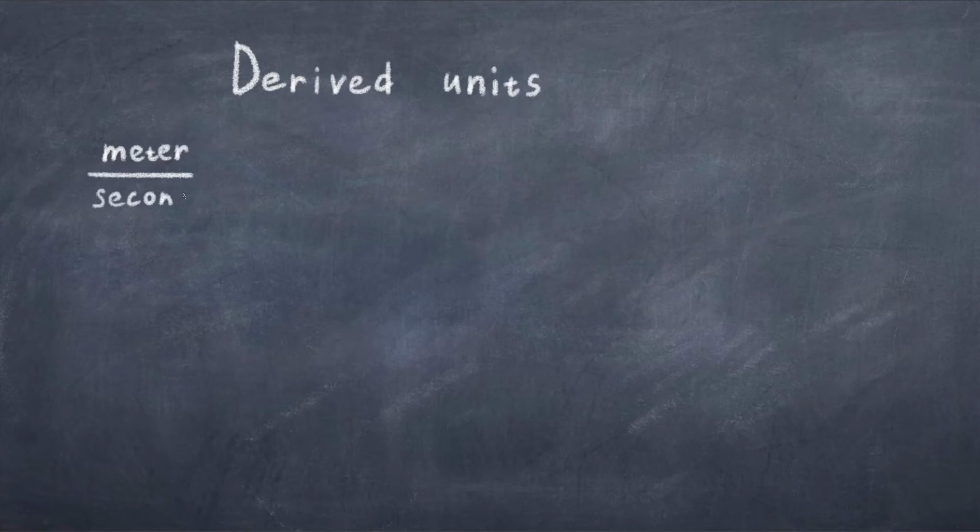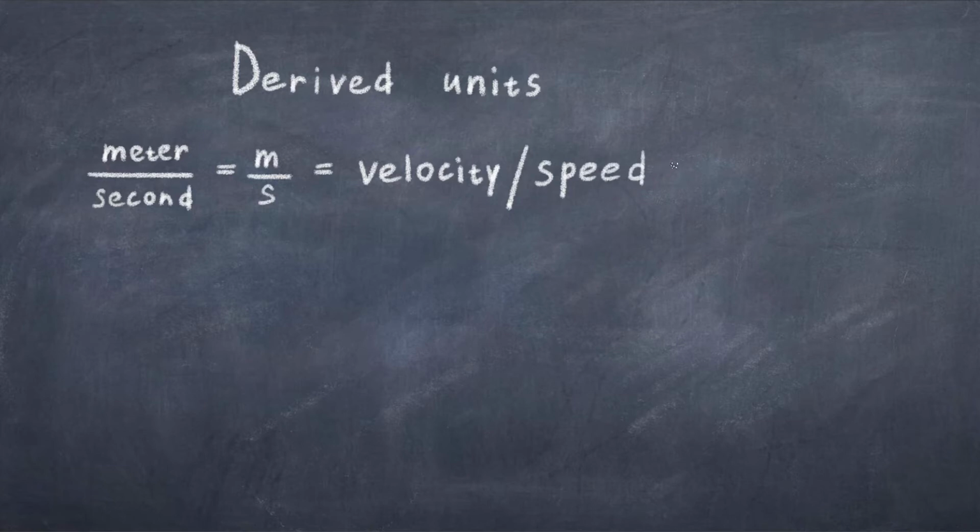Now that we have covered the fundamental units, we can discuss some of the most well-known derived units. By combining units, we can form new units. For example, dividing meters by seconds yields the unit of velocity or speed, namely meters per second. Likewise, we can define an area by squaring the unit of length. Thus, we obtain the unit m squared.